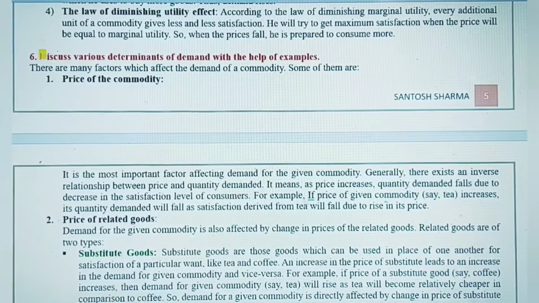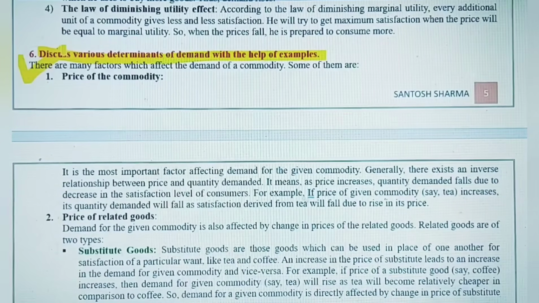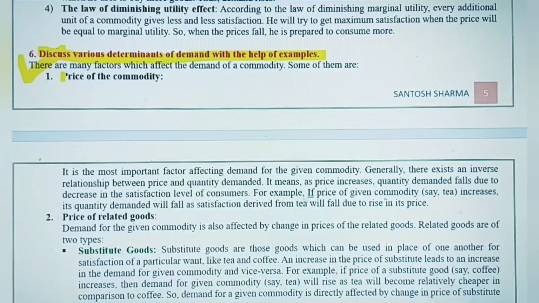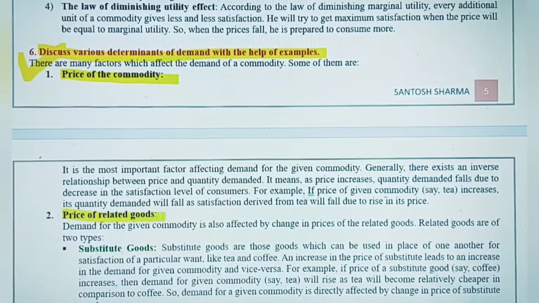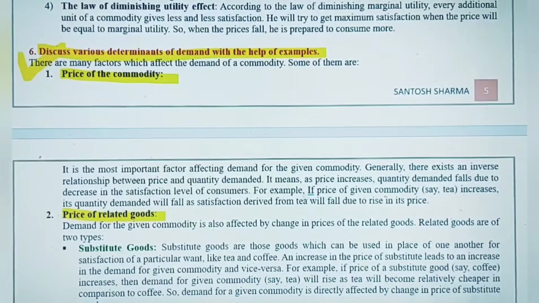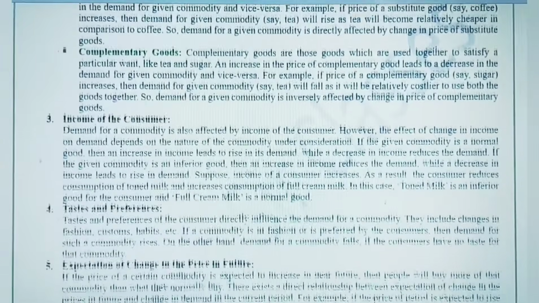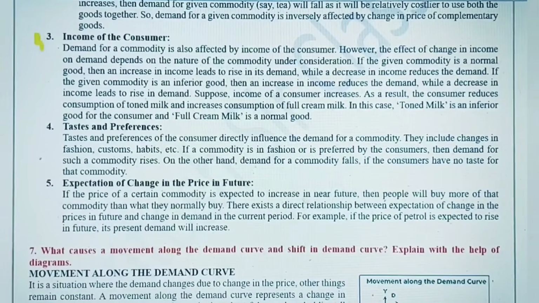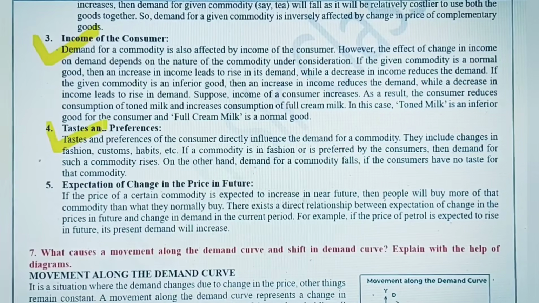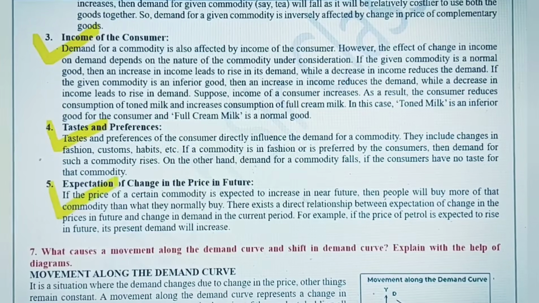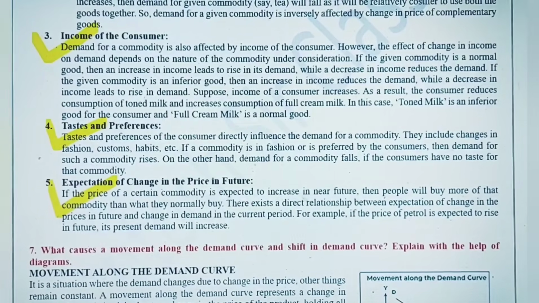Okay, question number 6. Discuss various determinants of demand. This is one of the very important questions of managerial economics. So you can write about the price of the commodity and how it affects the demand, then how the price of related goods, I mean substitute goods and complementary goods, affect the demand, how the income of the consumers affects the demand, how the taste, preferences and style of the customers affect the demand, and how demand is affected by the expectations of price change in the future. That is quite speculative.